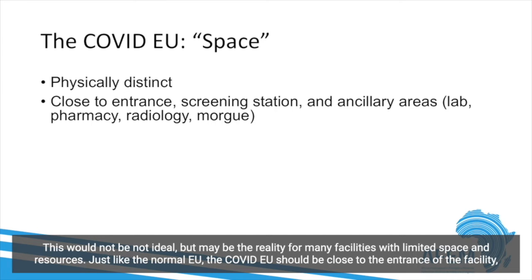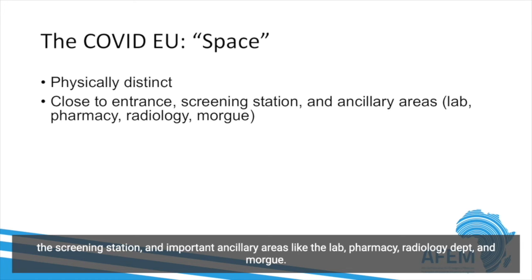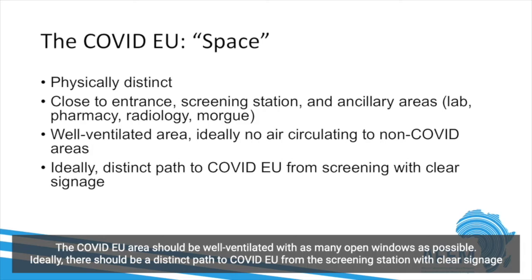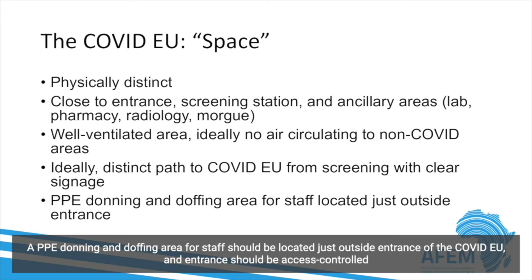Just like the normal EU, the COVID EU should be close to the entrance of the facility, the screening station, and the important ancillary areas like the lab, pharmacy, radiology department, and morgue. The COVID EU area should be well ventilated with as many open windows as possible. Ideally, there should be a distinct path to the COVID EU from the screening station with clear signage. A PPE donning and doffing area for staff should be located just outside the entrance of the COVID EU, and the entrance should be access controlled.